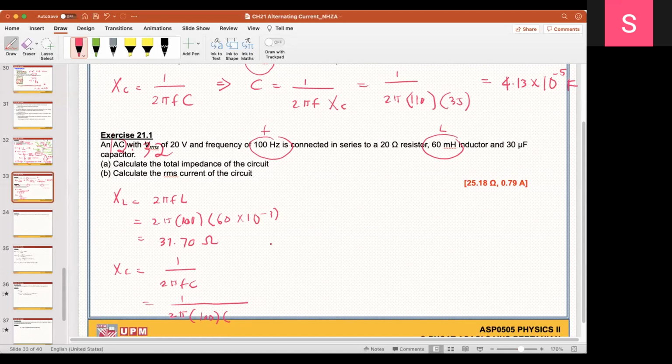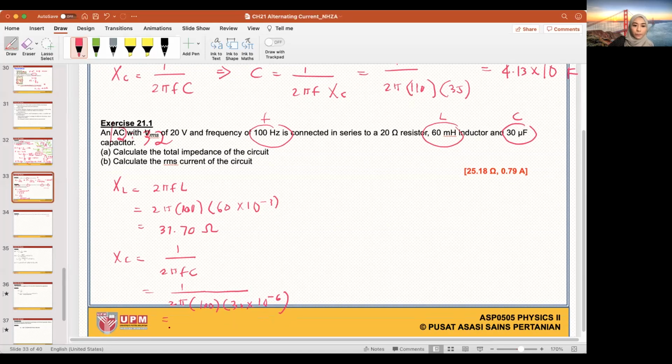The C is 30 micro. Don't forget the micro. This is your C. So 30 times 10 to the minus 6. So what's your XC? I forgot the micro. So kena ingat. Lupa-lupa. 4.71 times 10 to the minus 3. What's the unit?